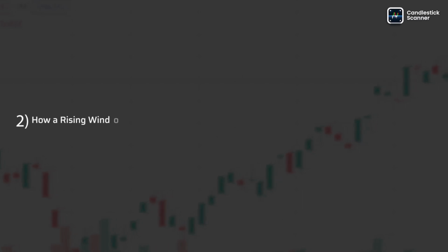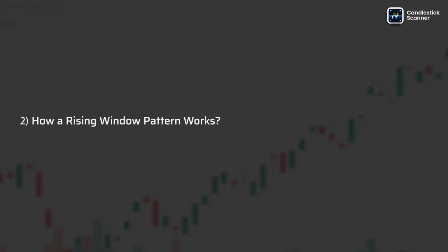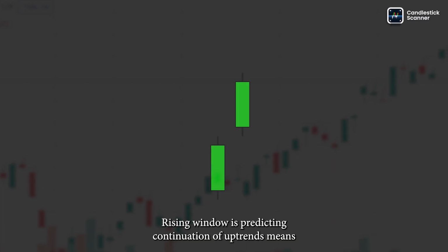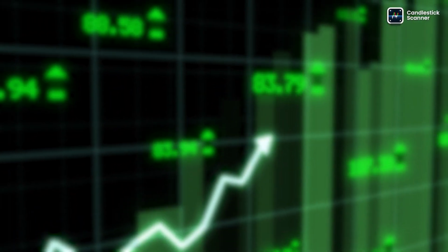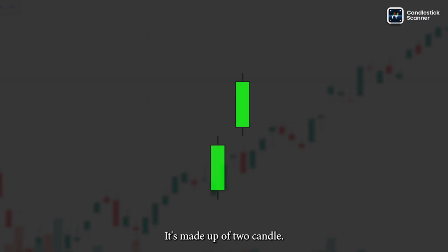How does a rising window pattern work? Rising window is predicting continuation of uptrends, meaning if the market is in an uptrend and a rising window pattern is made, then the market will go up. It is made up of two candles.